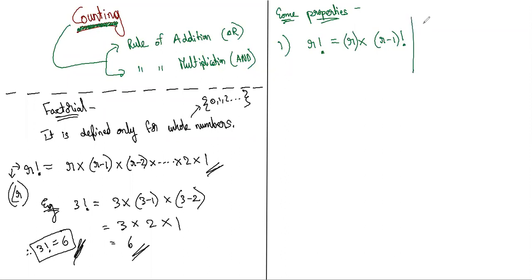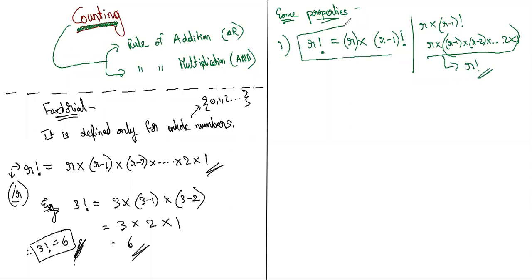Okay. Very simple to verify. You can mathematically verify with an example also. R into R minus 1 factorial. What is R minus 1 factorial? R minus 1 factorial is R minus 1 into R minus 2 into the same difference, until 2 and 1. So if you just combine all of this again, you'll get the same thing as R factorial. Okay. Very simple first property.